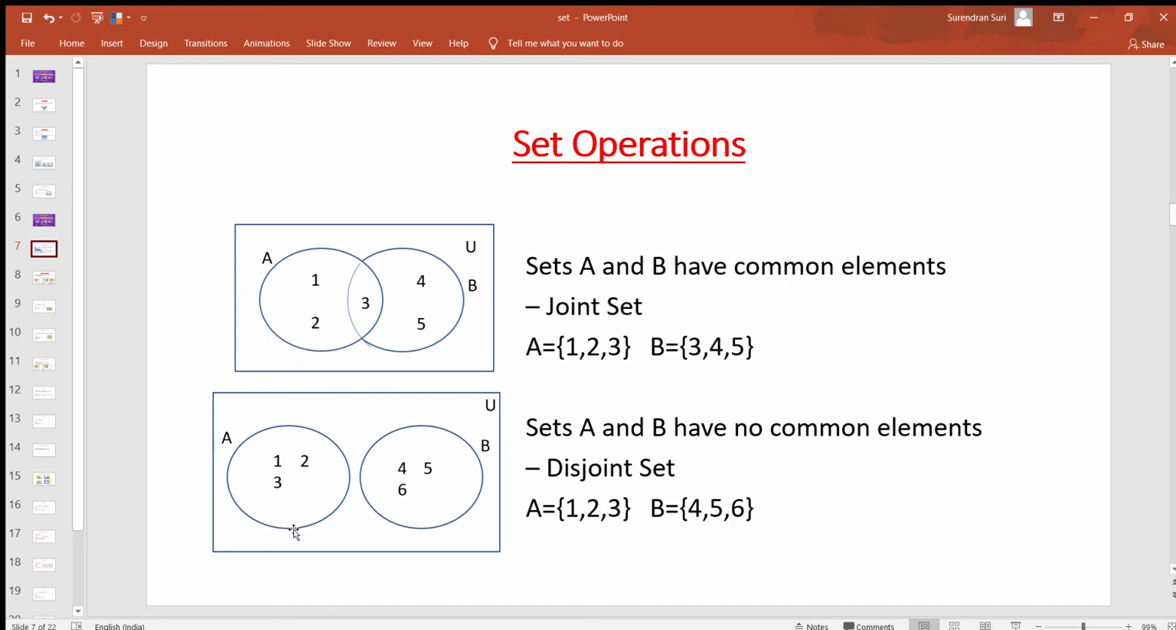There is no overlapping. So this is how we represent joint and disjoint sets in a Venn diagram.